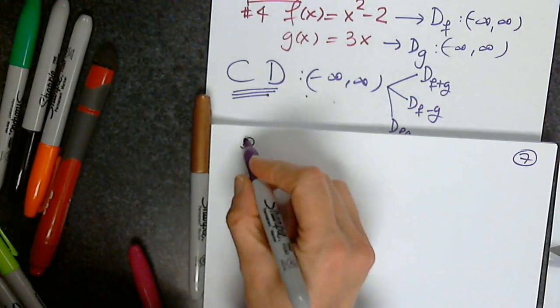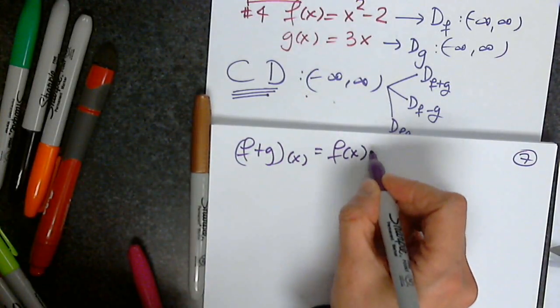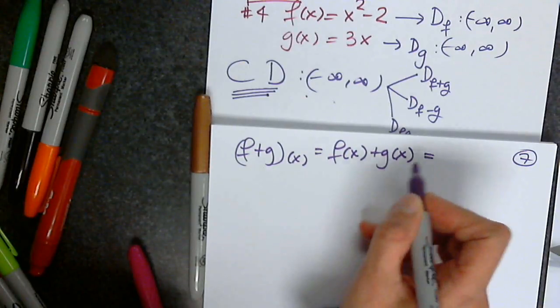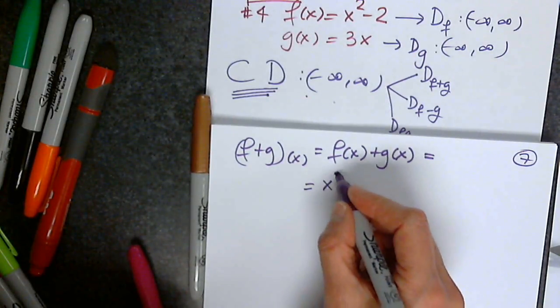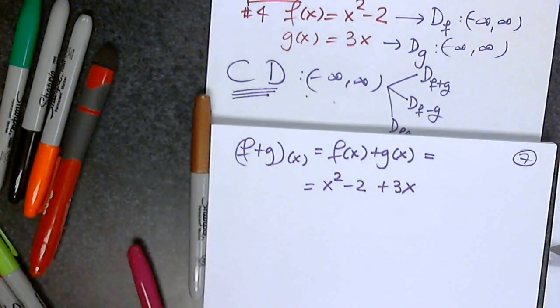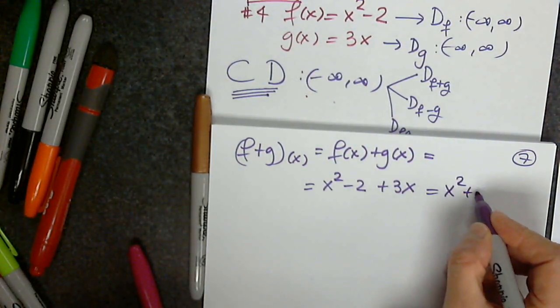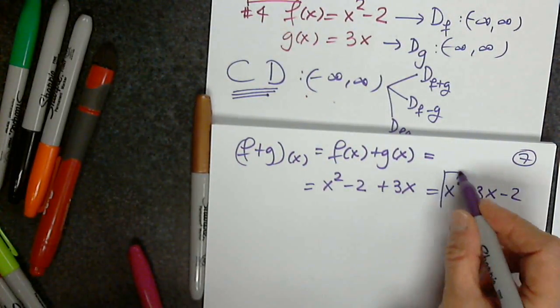Okay, so let's find the sum. I have to write the definition. So I have this in front of me, so I present what I have to do, where f plus g of x is x squared minus 2 plus 3x. f of x is x squared minus 2, and g of x is 3x. I put this in descending order, x squared plus 3x minus 2, and this is done.